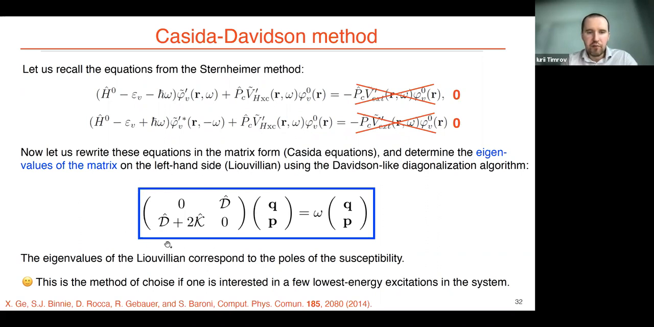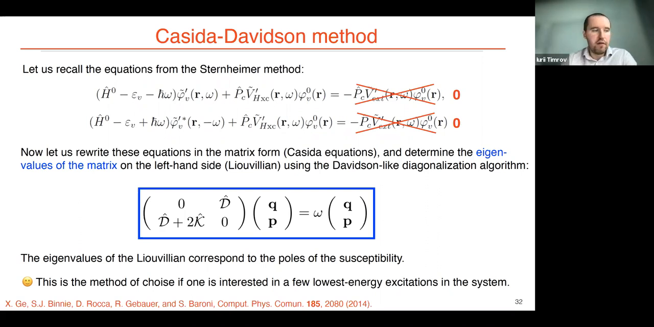We want to obtain eigenvalues and eigenvectors of the matrix on the left. So we diagonalize with the Davidson method. That's why this method is called the Casida-Davidson method. And the lowest energy eigenvalues are the first excitation peaks.